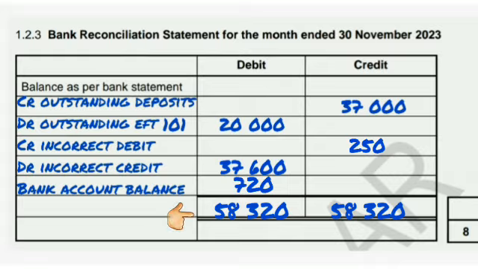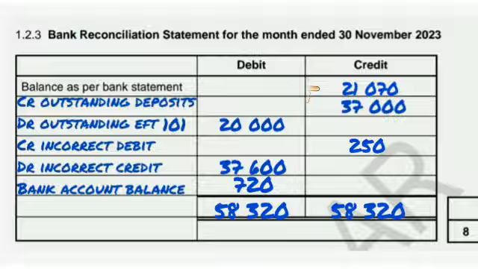But the credit side does not match up to that amount, because it's missing the balance as per bank statement as my balancing figure. So I'm going to need to find out what is the amount that I can add there that would make this side add up to the 58,320 that I put at the bottom. So basically, we are putting the amount that is a missing figure there.